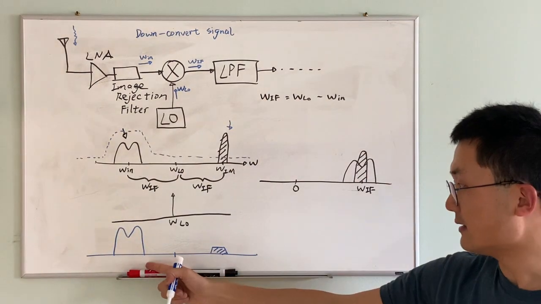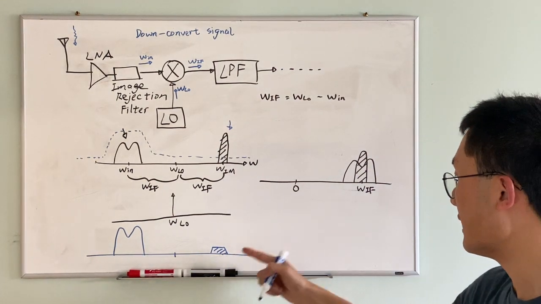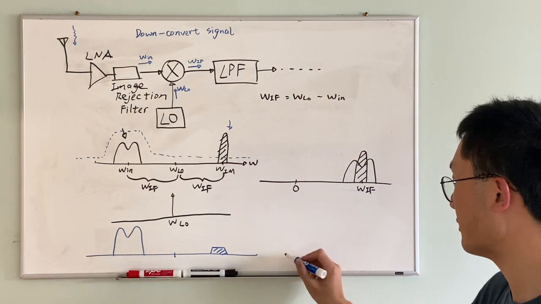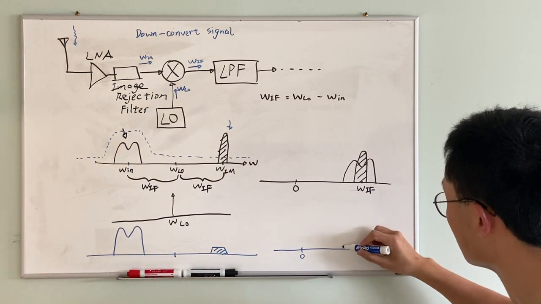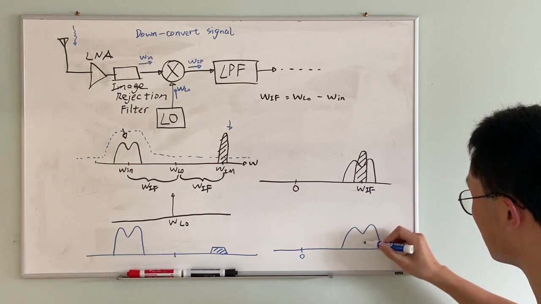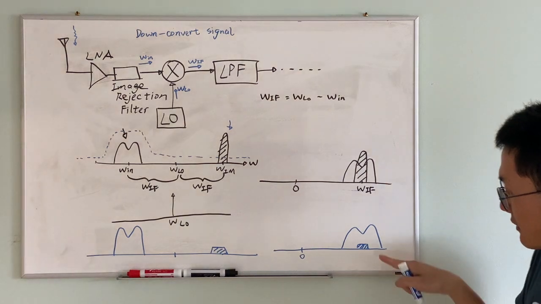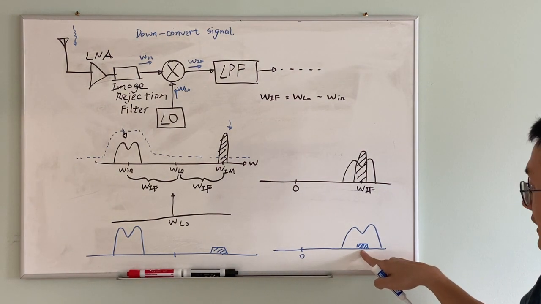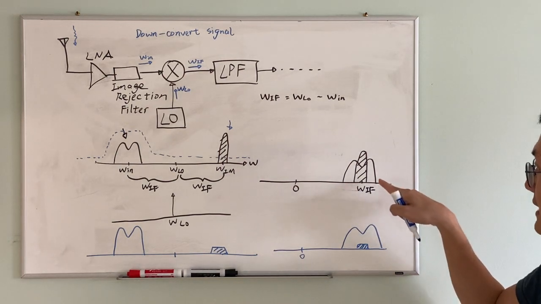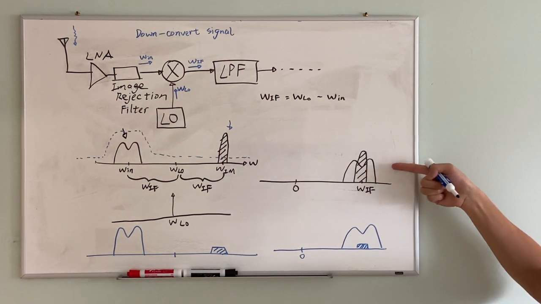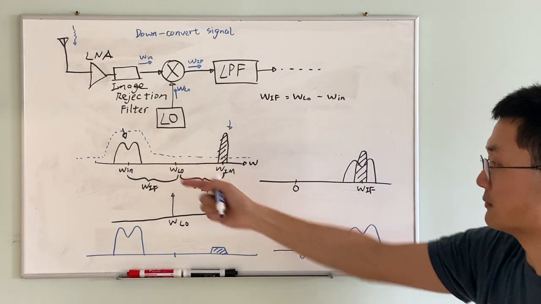And here, if you mix the incoming signal together with the LO, what you will be getting is something that looks like this. Now you can see there's still a little bit of an image left, but the amplitude has been significantly attenuated compared to here without an image rejection filter.